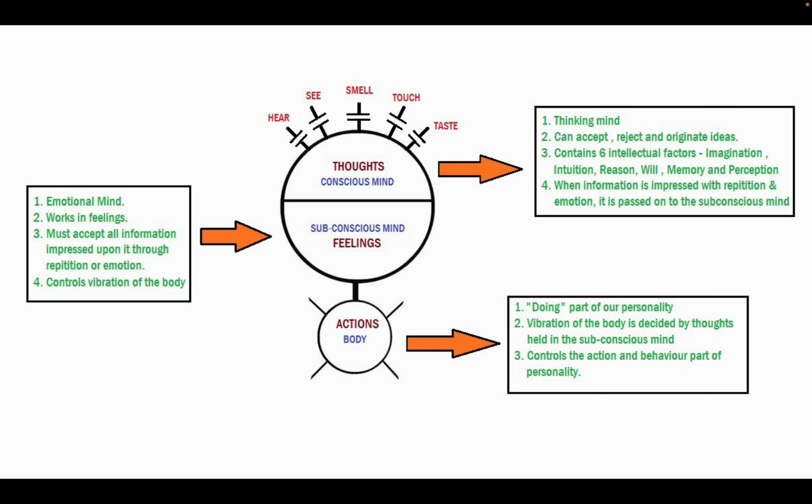And that is essentially how habits are formed. That's how it ultimately becomes part of our personality. And the subconscious mind then is the emotional mind. It works in feelings. It must accept all information impressed upon it through repetition or emotion.